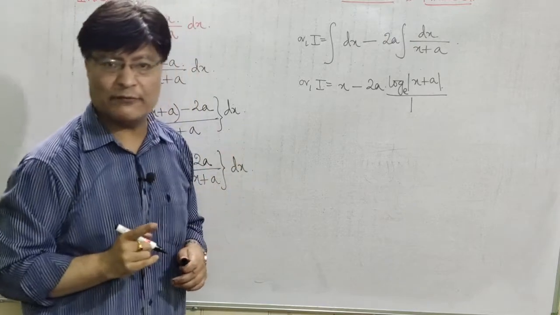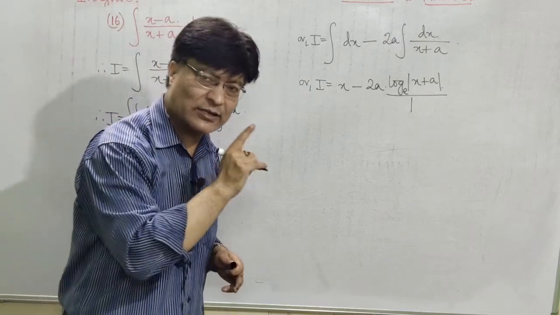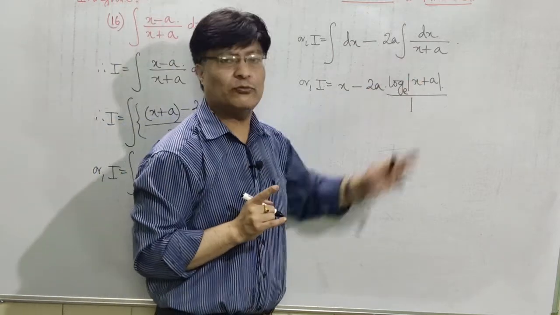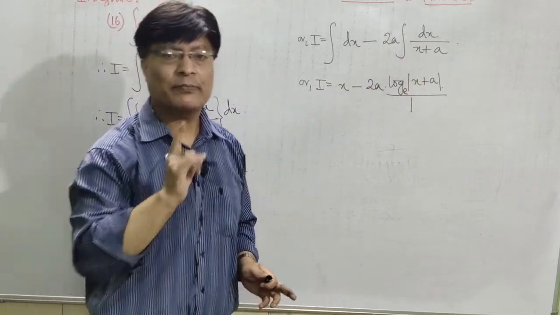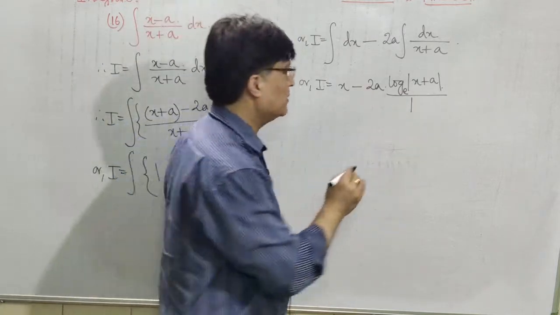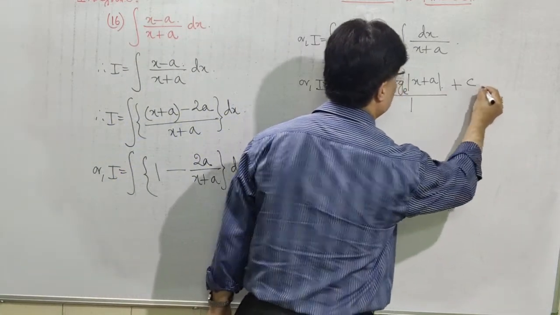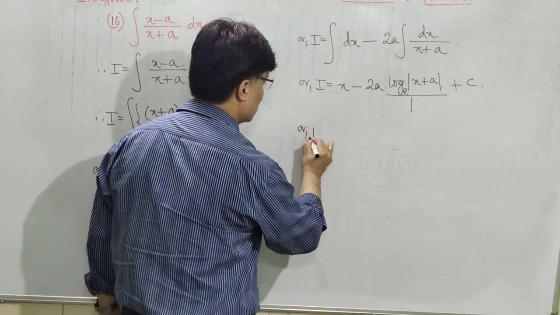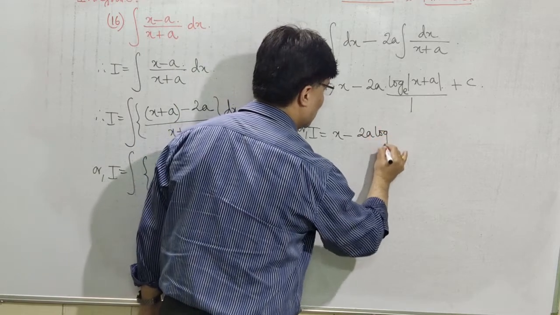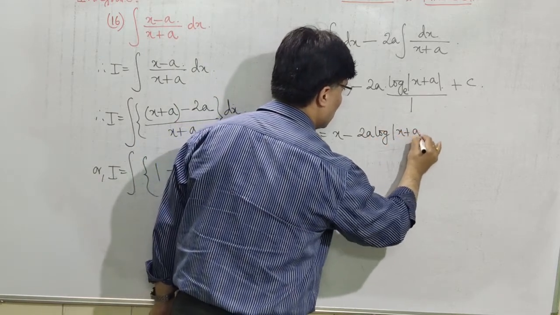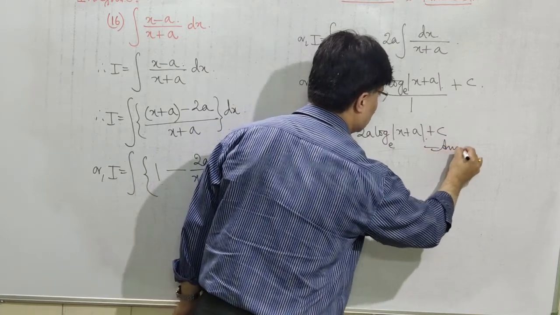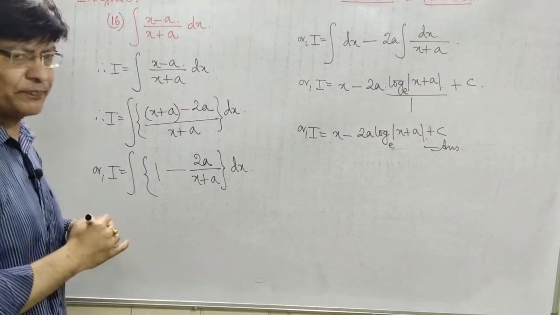Since this is the case of integration, you have to divide it by the differentiation of the term which is assumed as x. That is, what is the differentiation of x plus a? It is 1. So it should be divided by 1. Then what should you write? Plus c. So write down the final answer. I is equal to x minus 2a log within mod x plus a mod sign close base e plus c. So this is the final answer.